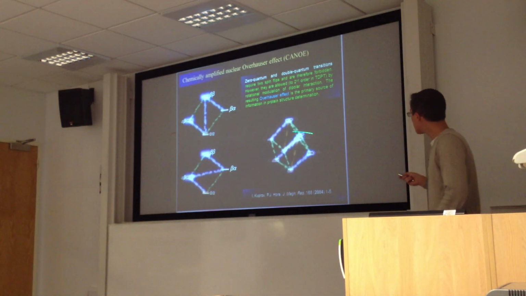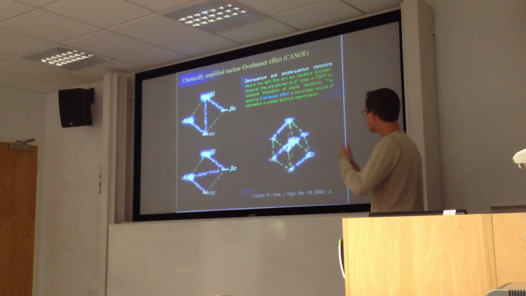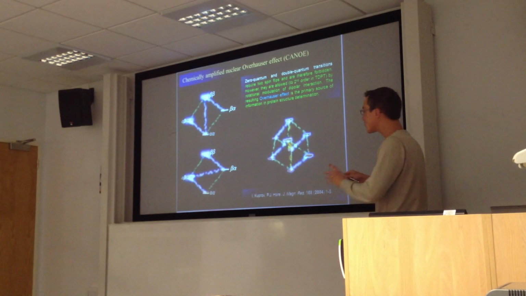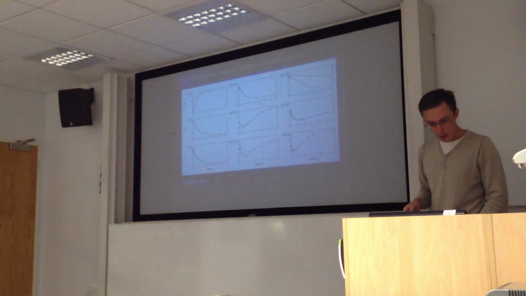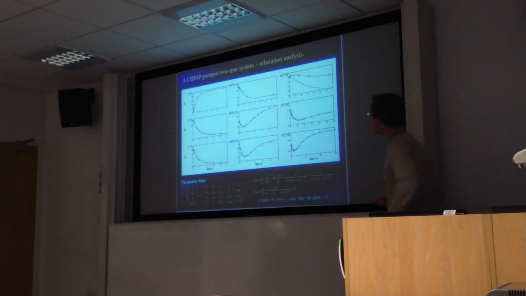And then, of course, in bigger spin systems, you've got more complicated transitions. You've got double quantum, triple quantum, and so on. And it rapidly gets very complicated. But it can still be analyzed, and it obeys all the expected dynamics.